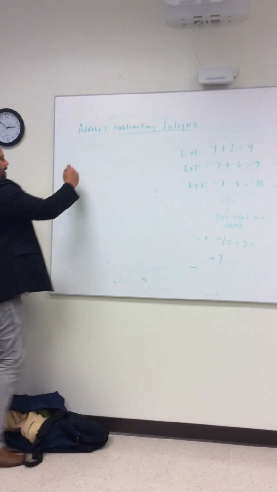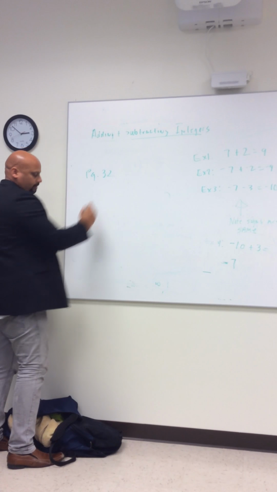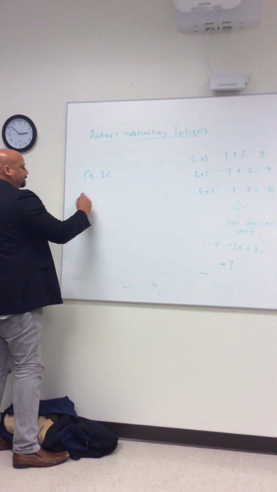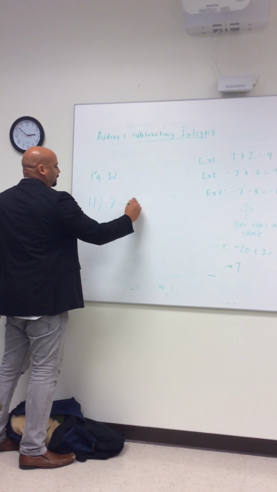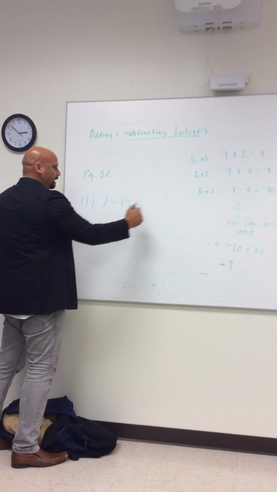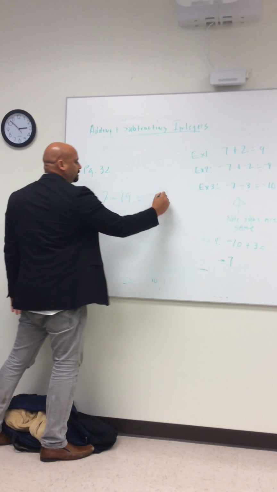So we're on page 32, and just so you guys are not too lost, they give an example on number 11, which is 7 minus 19. The rule is take the sign of the highest number, which is negative 19. So you got negative and subtract. 19 minus 7 is negative 12.